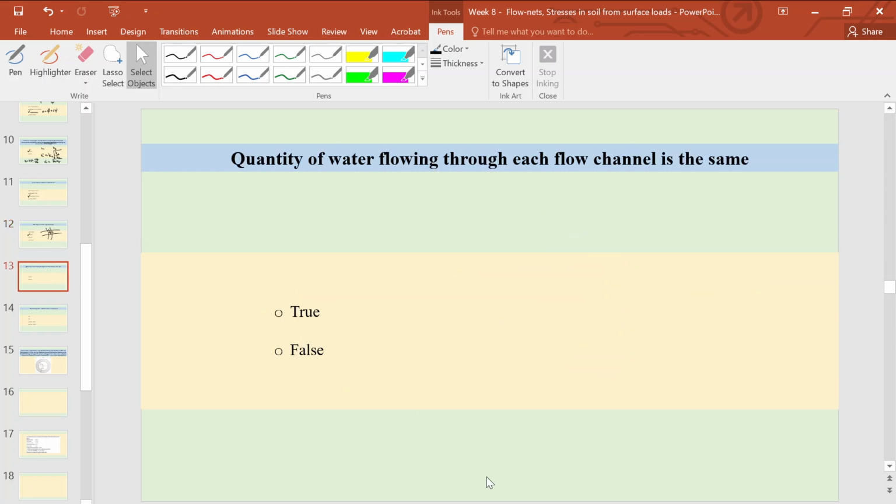Next question. Quantity of water flowing through each flow channel is the same. True or false? Again, easy question. True, sir. Yes, the quantity of water flowing through each flow channel is the same. This is the way we can make it easier to solve the problems. Otherwise, we have to consider each flow channel differently, count the number of flow channels, and then solve the sums and find out the discharge. Anyway, this is a true statement. Next question.